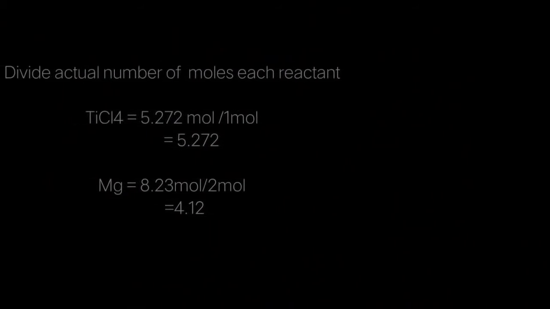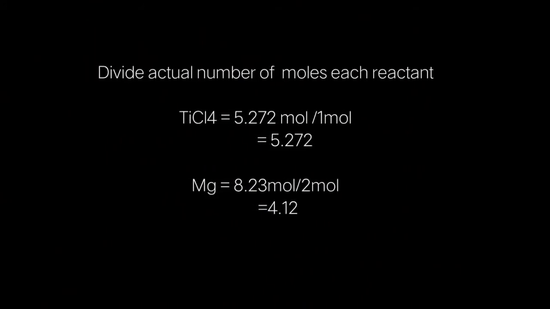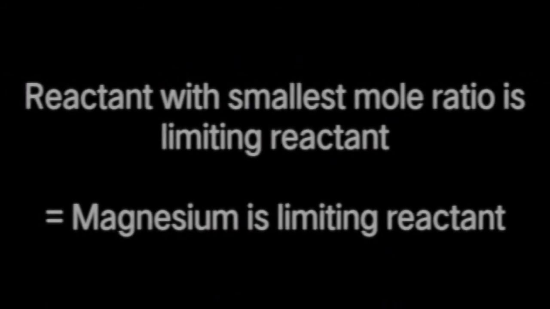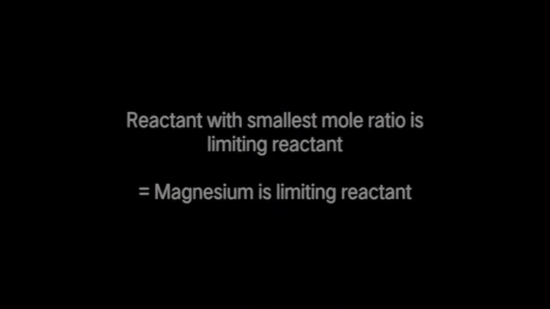Step 2. Divide the actual number of moles of each reactant by its fixed mole ratio. And we got titanium tetrachloride is 5.272 while magnesium is 4.12. Step 3. The reactant with the smallest mole ratio is the limiting reactant. So we have magnesium at 4.12, so magnesium with that value is the limiting reactant.